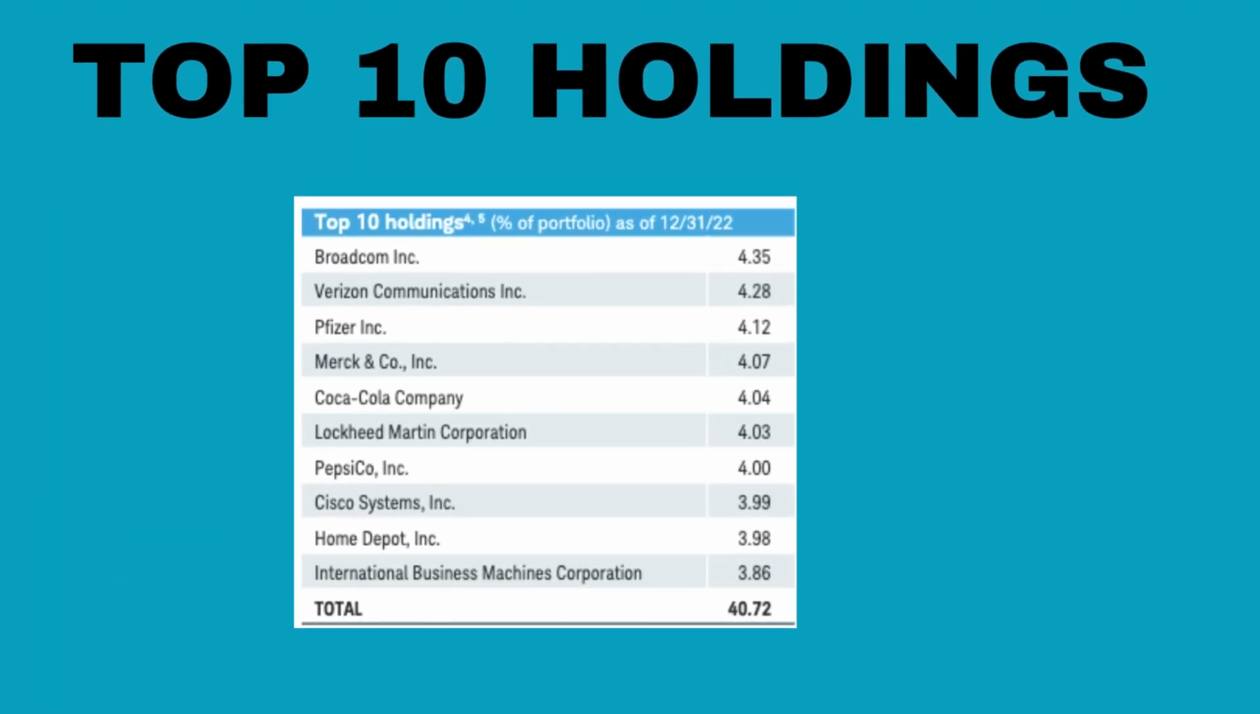And let's move on and talk about the top 10 holdings. The top 10 holdings when it comes to SCHD account for about 40% of the total portfolio as of December 31st, 2022, since the last update. You have companies like Broadcom, Verizon, Pfizer, Merck, Coca-Cola, Lockheed Martin, Pepsi, Cisco, Home Depot. So you're getting really good quality companies in this portfolio.